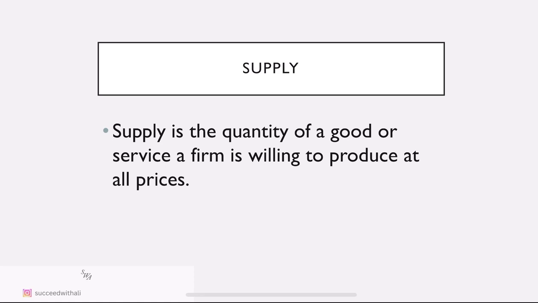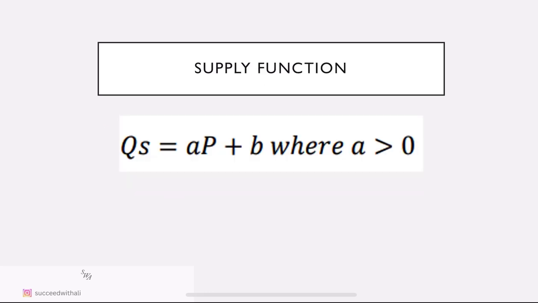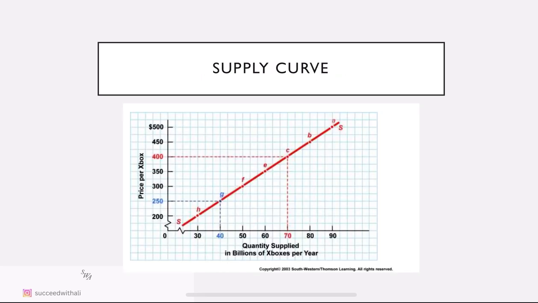Alright, in regard to supply: supply is the quantity of a good or service a firm is willing to produce at all prices. The supply function is the quantity supplied, QS, equal to A P plus B, where A is greater than 0. Alright? The supply curve is upward sloping.